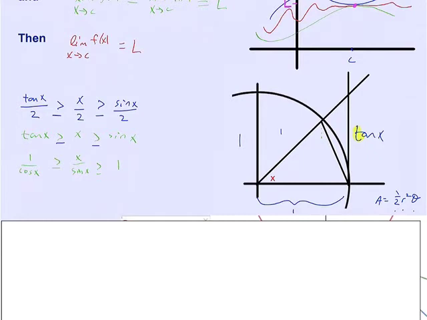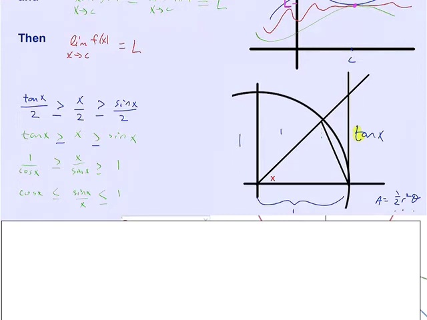So if I take the reciprocal of all of these, the cosine of x, sine of x over x, and the reciprocal of 1 is still 1, I'm now flipping around my inequality symbols. Cosine of x is less than or equal to sine of x over x, which is less than or equal to 1.